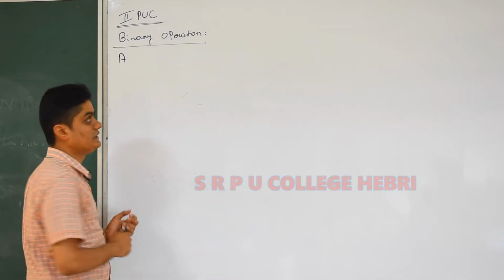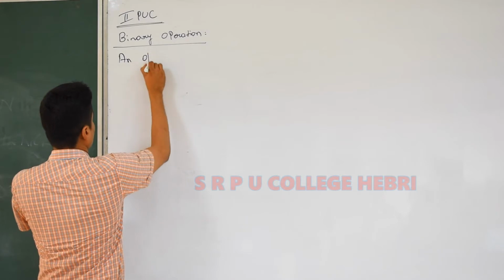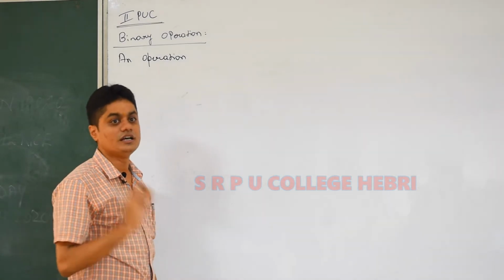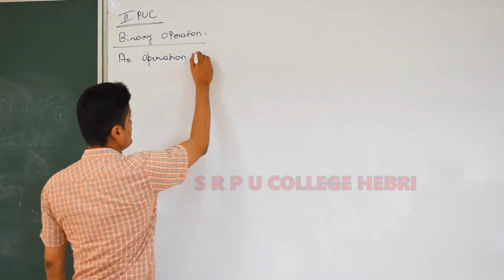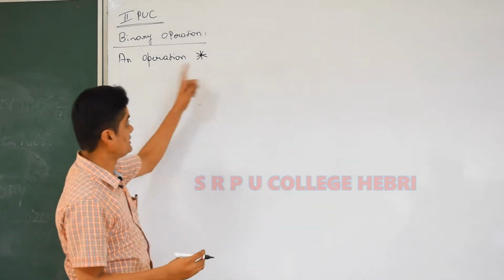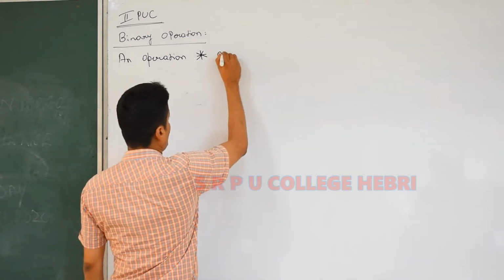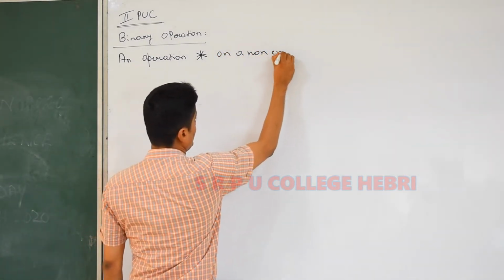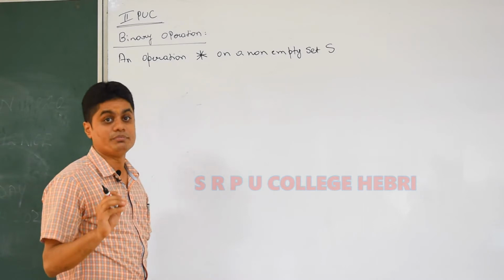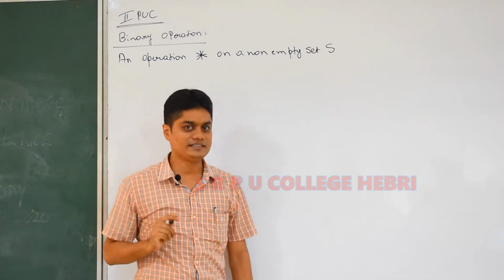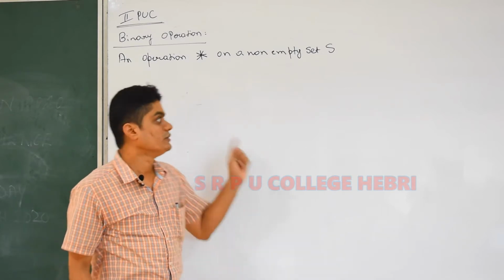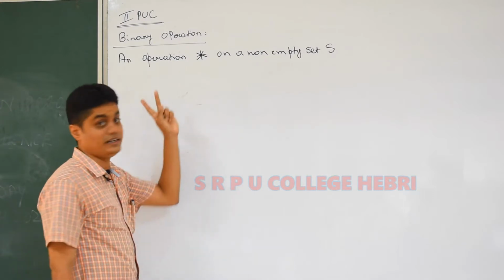So I'll first define, see properly. An operation means addition, subtraction, multiplication, nothing else, not any special operation. So only addition, subtraction, multiplication. An operation star, I can't take directly plus or minus or multiplication or division. I have to take it in general. Let it be star. An operation star on a non-empty set S. It should be non-empty, and at least it must contain a single element. If there is no element, there is no meaning for an operation between the elements. So at least one element, actually a minimum of two, should be there.